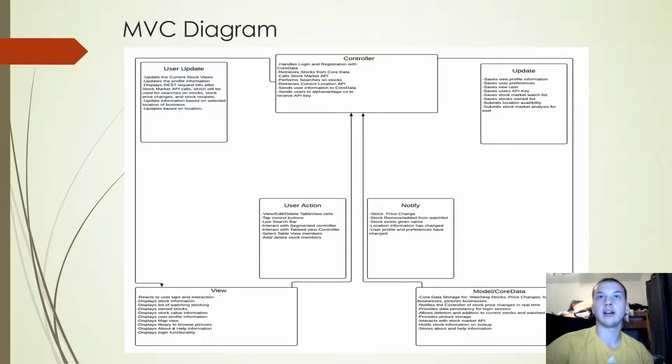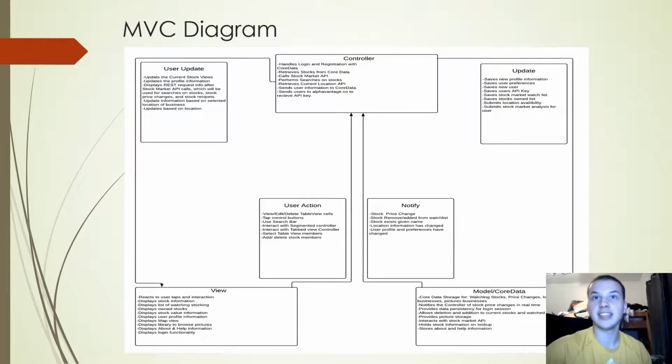Next, with our model data, when we update the API calls, the controller will then update the model with the new data. In this case, it will change the stock entity by adding the stock's data and the price and name to the core data. Additionally, we have the user entity, which the controller also updates, and that is added to core data. And so whenever a new user is added, core data is changed. The core data will also notify the controller if a stock price changes, and it will also be removed from the watch list as well.